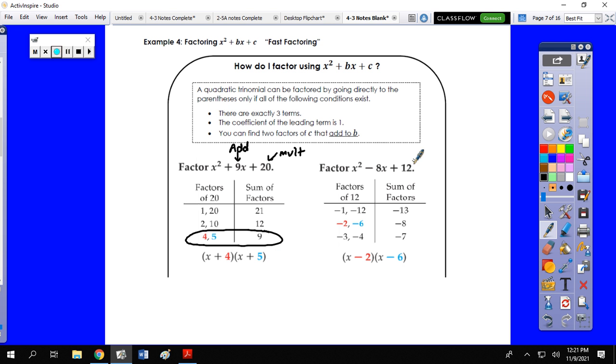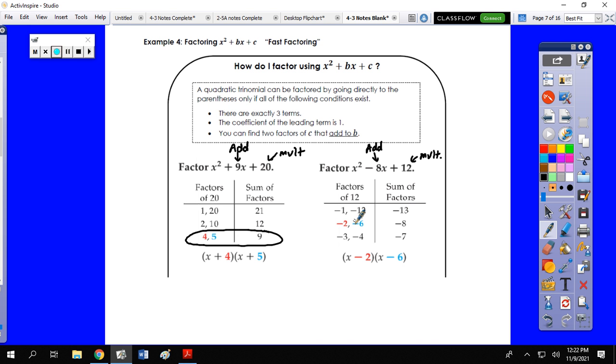Same thing here on the next one. We need two numbers that multiply to 12 and add to negative 8, which means the same sign, they're both negative numbers. So the numbers that multiply to positive 12 and add to negative 8, you got negative 1 and negative 12, but those add to negative 13.